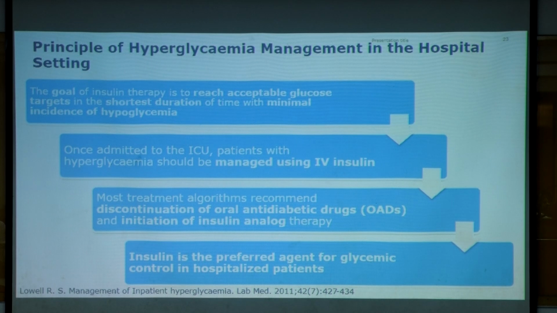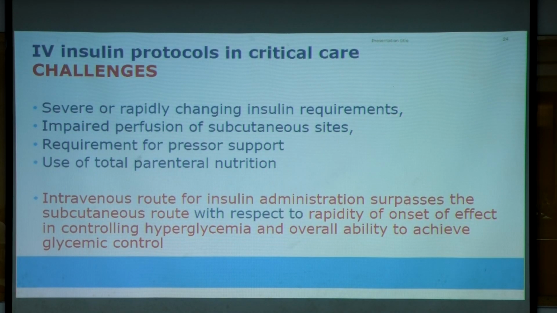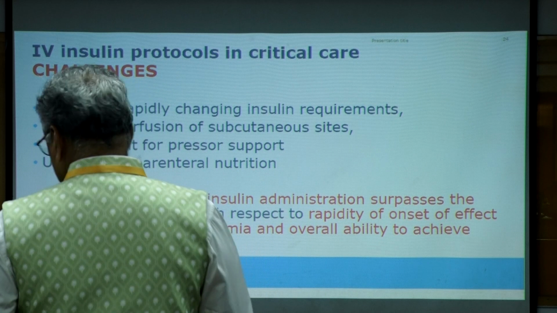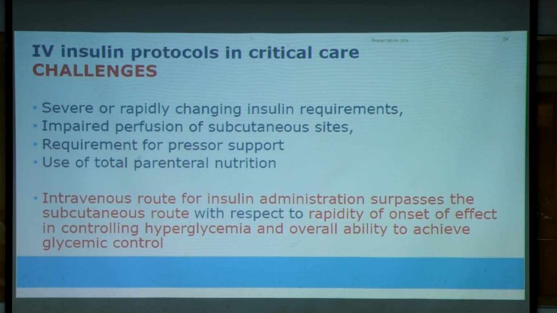Most treatment algorithms recommend discontinuation of oral diabetic agents and initiation of insulin analogs, and insulin is the preferred agent for glycemic control in hospitalized patients. There are some challenges we encounter: severe or rapidly changing insulin requirements, impaired perfusion of subcutaneous sites, and the requirement of pressor support. We need pressors for many ICU patients, and that hinders the treatment modalities and the insulin requirement. There is also the use of parenteral nutrition.